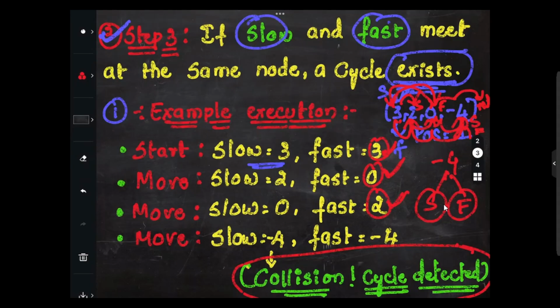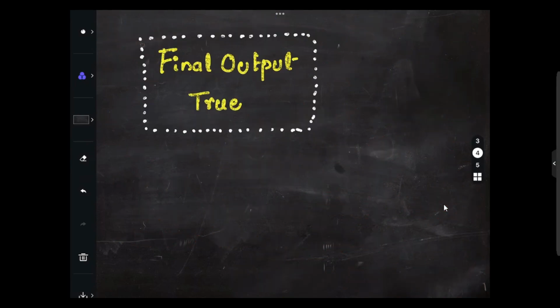If you got confused in the third step, when we move 2 steps ahead, this will be null. We cannot consider this one. So we will start again from here and move 2 steps, which means 3, 2. So fast will be 2. Don't get confused here. This is it for the step-by-step execution. As the cycle is detected due to the collision, the final output that we need to return in this case is true, right?